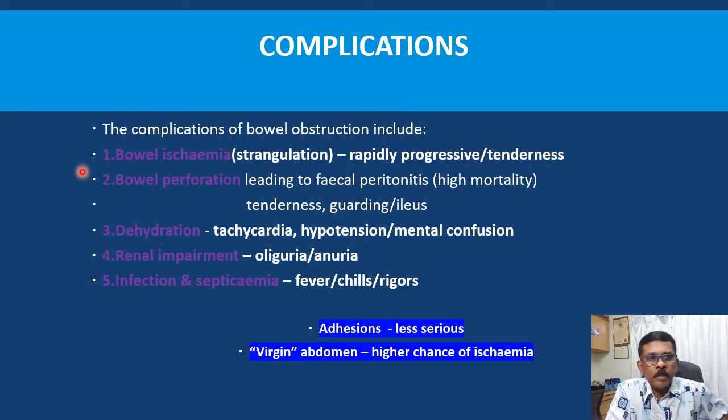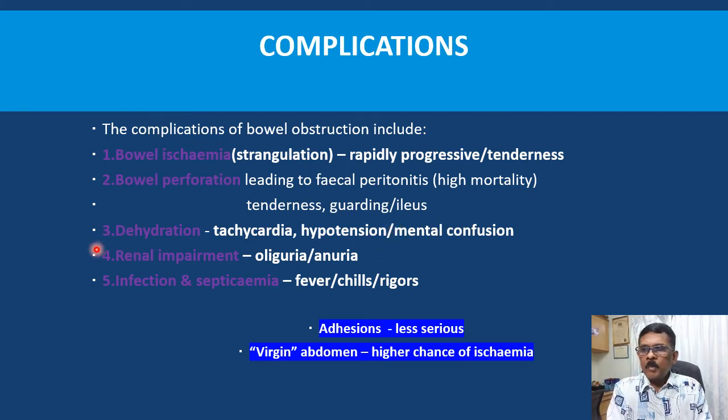especially in high-risk patients like elderly patients. And this is usually detected clinically with tenderness, guarding, and silent abdomen, ileus. Dehydration, signs of dehydration: tachycardia, hypotension, sunken eyes. Then, if it is severe hypovolemia, patient can go into mental confusion, restlessness, drowsiness.